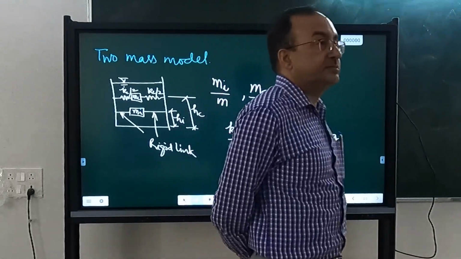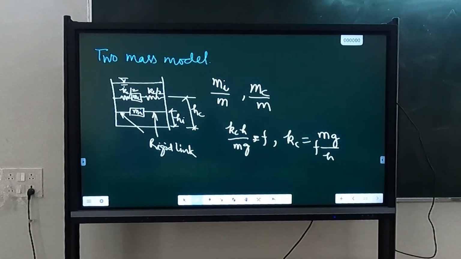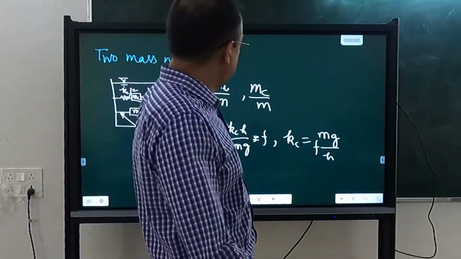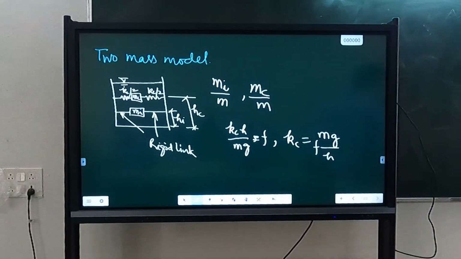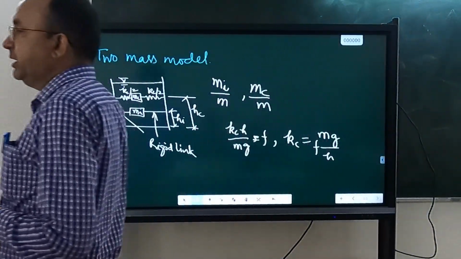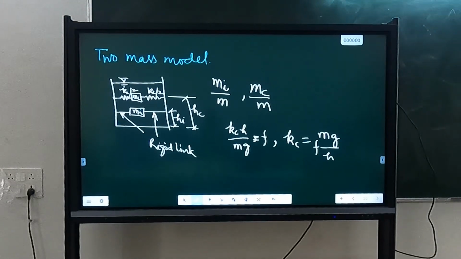What is the unit of mg? M is mass, g is acceleration. So what is the unit of mg? Newton. And h? Meter. So Kc will be Newton per meter. The factor you will get from this. Look at this value of the factor. What is happening to the stiffness? As the depth of the water tank is increasing, what is happening to this stiffness? Yes, it is increasing.